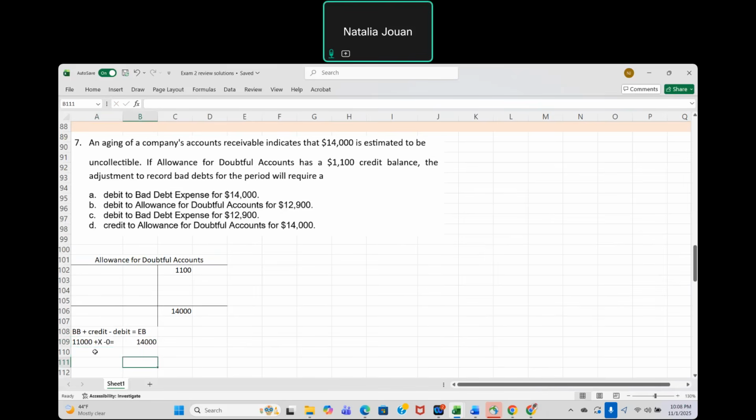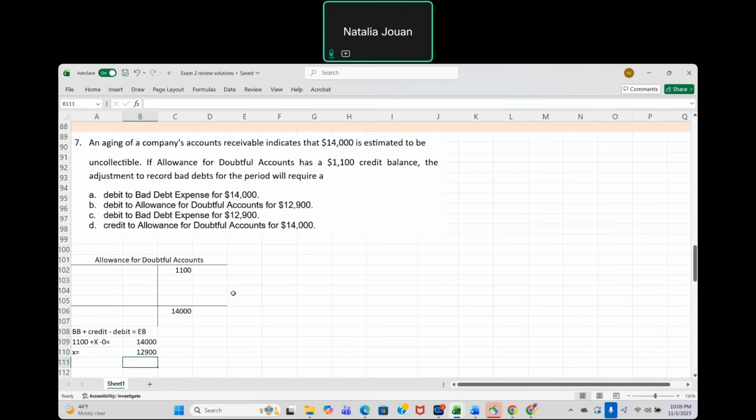So what is X? X equals 14,000. Oh, I have an extra 0 here. Let me just correct that. 14,000 minus the 1,100. Here you go. So 12,900. So now that we have the number, we can cross off A and we can cross off D.